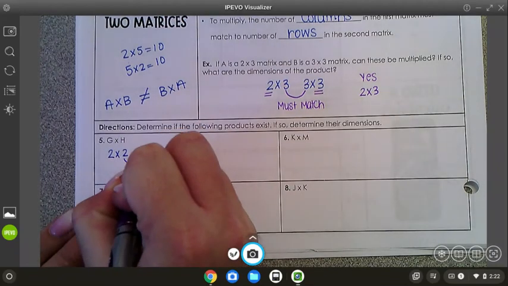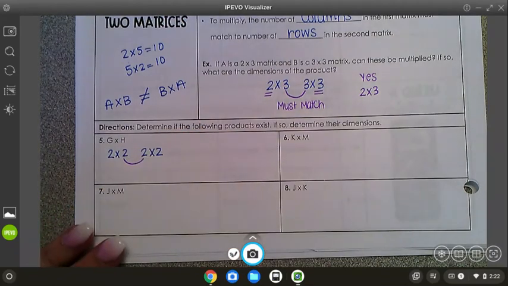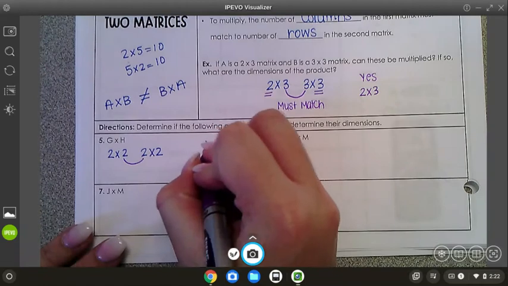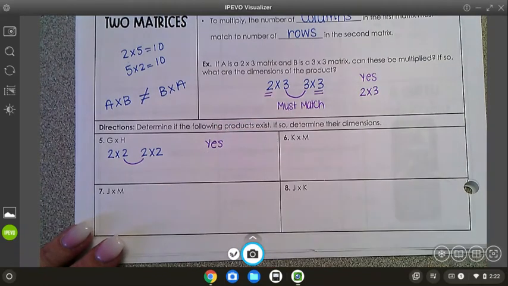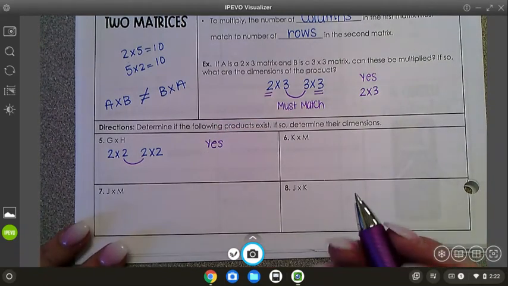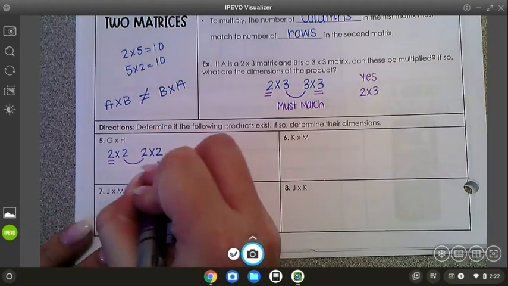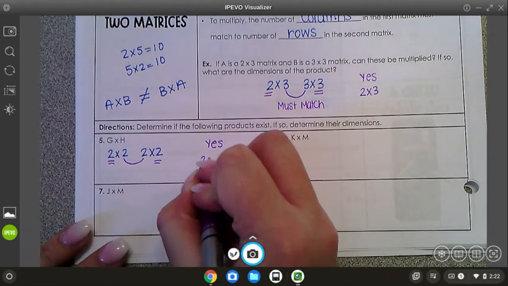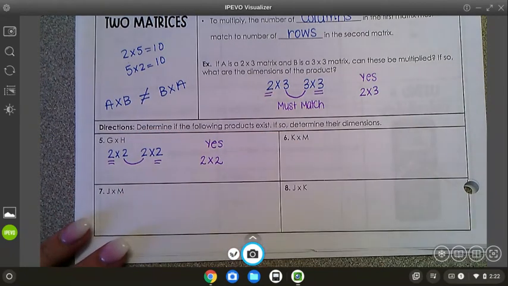Let's look at the middle numbers. Do they match? They do. So yes, we can multiply them. We would get an answer. These outside numbers tell us that the answer we get is going to be a 2 by 2 matrix.